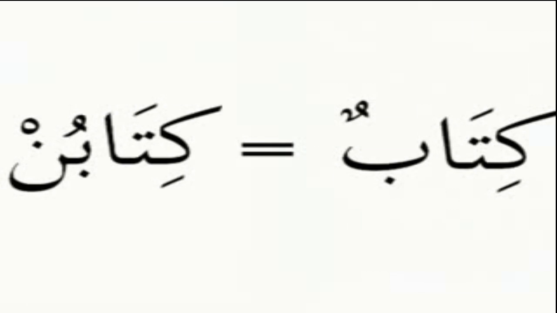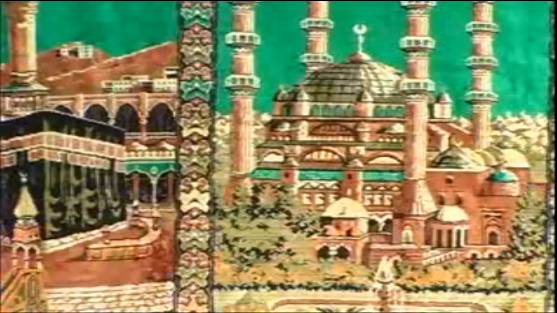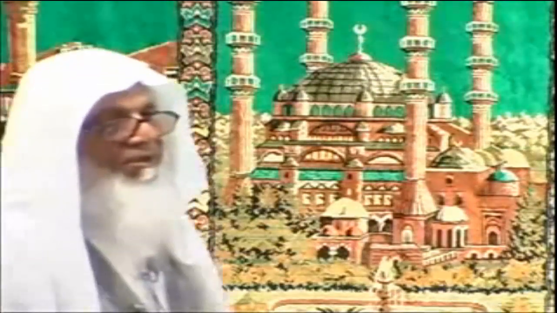Now, as you know, tanween is actually noon sakina. You say kitabun, you should have written ba, dhamma, noon sakina. But we don't write like this. We double the dhamma, kitabun, kitaban, kitabin. So the tanween is actually what? It is noon sakina. So what applies to noon sakina here also applies to tanween. How to differentiate between the tanween, if there is idgham or not?